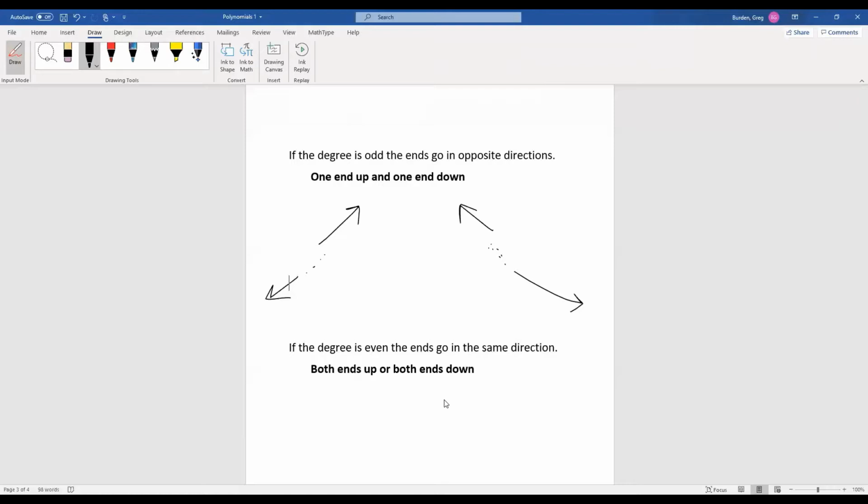Okay, so if the degree is even, the ends go in the same direction. What I mean by that is either they're both going down, down to the left and down to the right, and some stuff in the middle that we don't really know about, or it's going up to the left and up to the right. And although it will be continuous, there are no breaks, I can't say in general what this part's going to look like. That'll have to wait for a later video.